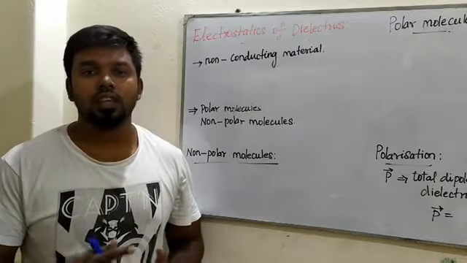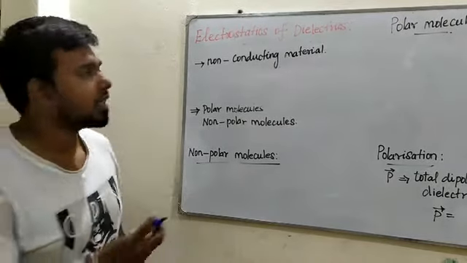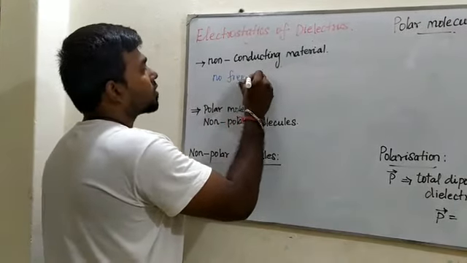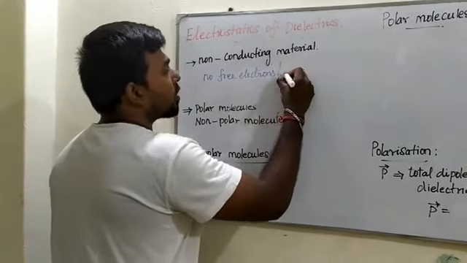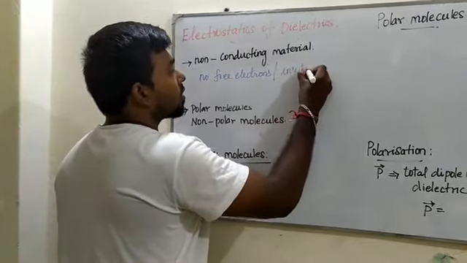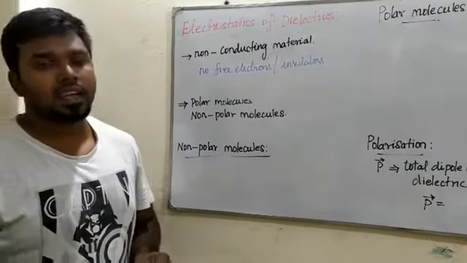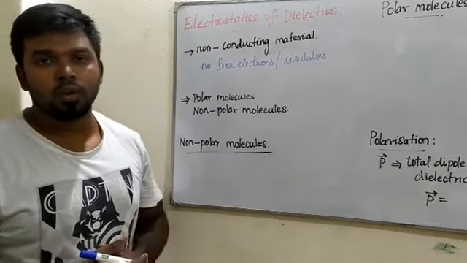Next is electrostatics of dielectrics. Dielectrics are non-conducting materials. In dielectrics there are no free electrons, and dielectrics are also known as insulators. These dielectrics can be either polar molecules or non-polar molecules.